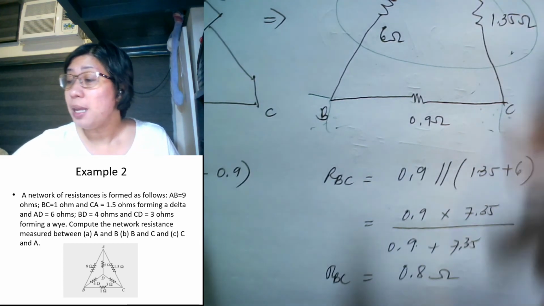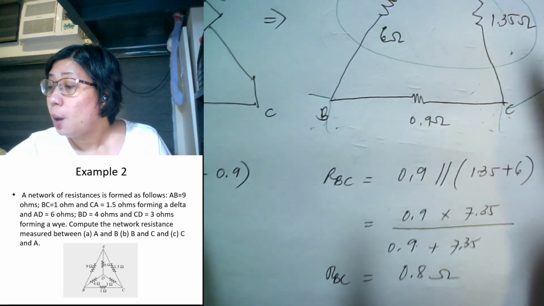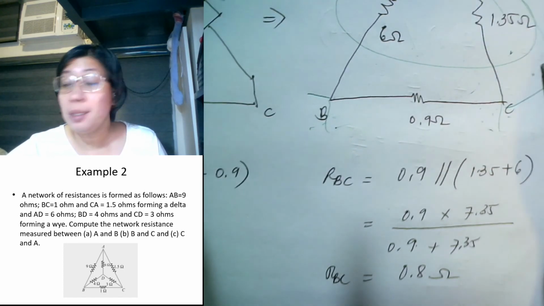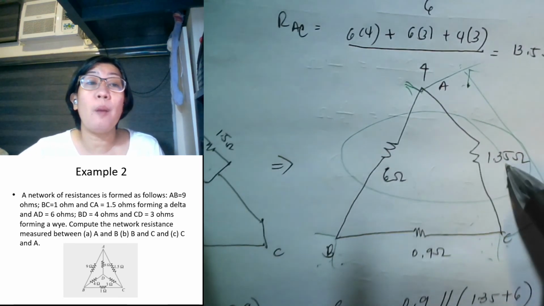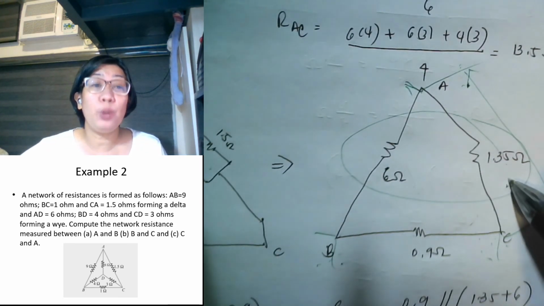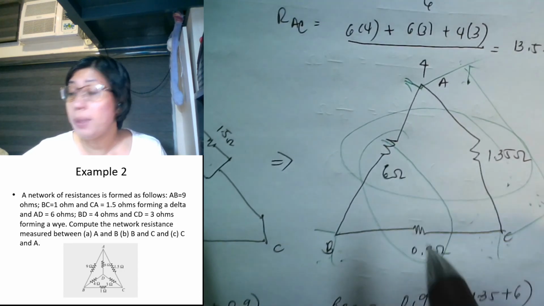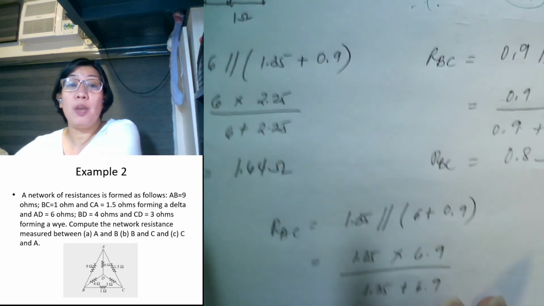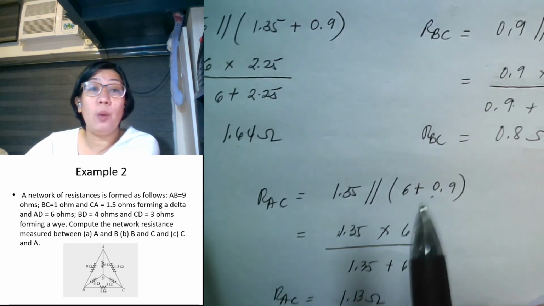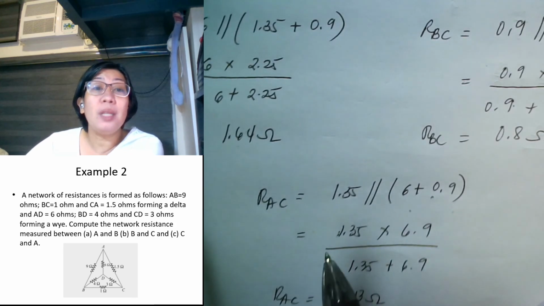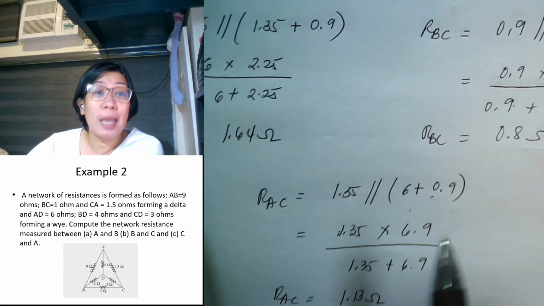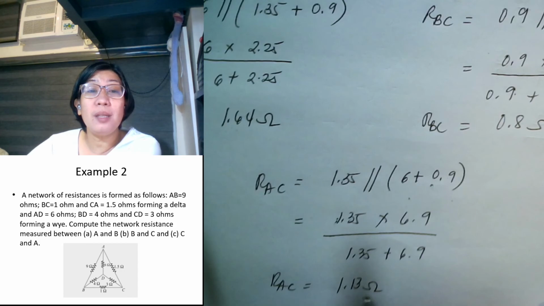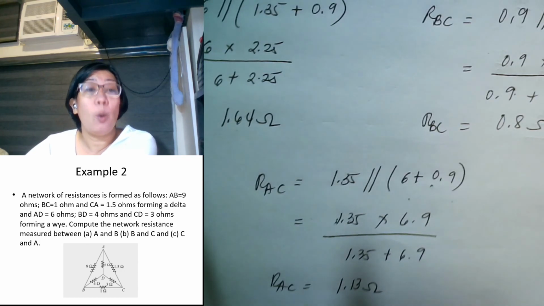And then finally, what is the equivalent resistance between A and C? Between A and C, we can see two parallel combinations again. One, the 1.35, and the other one, the series combination of 6 and 0.9. So to solve for that, we have 1.35 in parallel with 6 plus 0.9. So that is 1.35 times 6.9 divided by 1.35 plus 6.9. So the equivalent resistance now is 1.13 ohms.